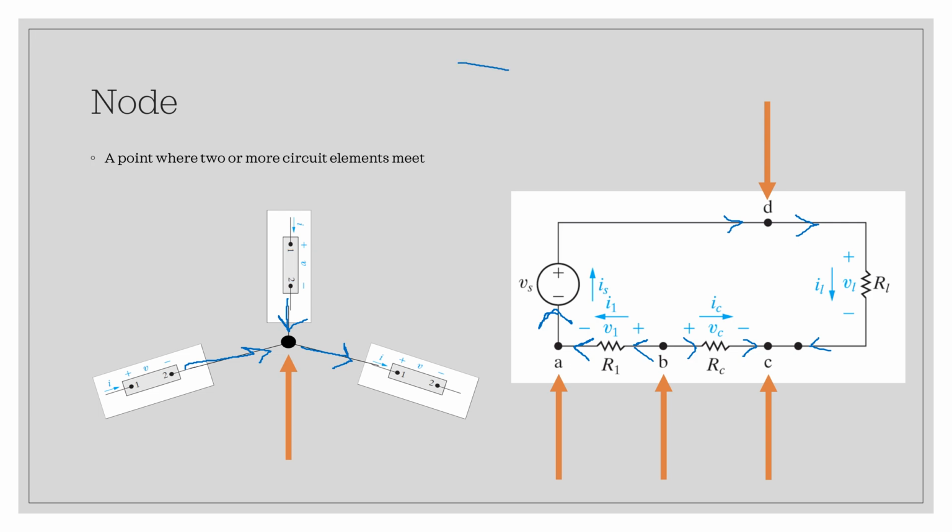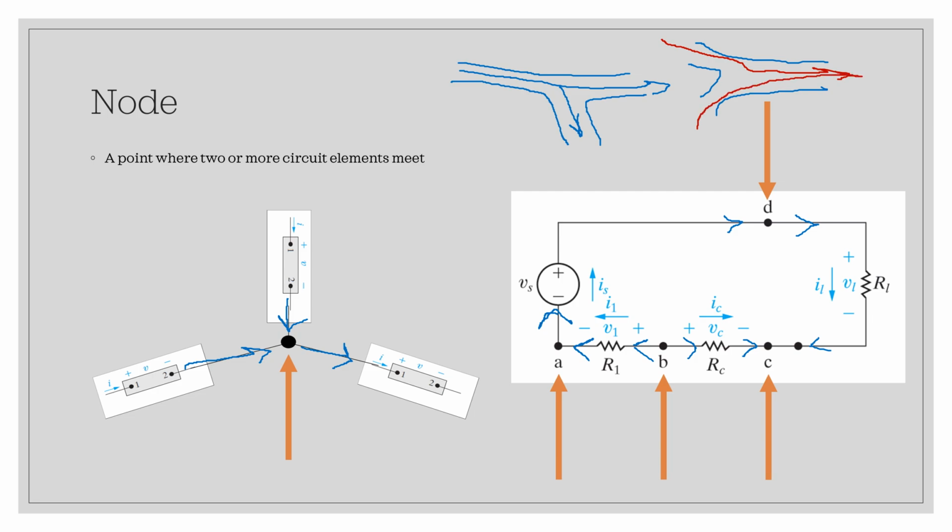So current is like a river. If you have a river with two branches, the water in the river will split between those two branches, and it'll run down both branches. If you have two branches entering one, same deal. Let's change the color here. The current will flow in one branch and the other branch, and they'll both be flowing in the main branch.